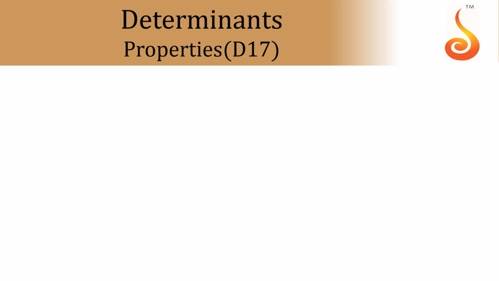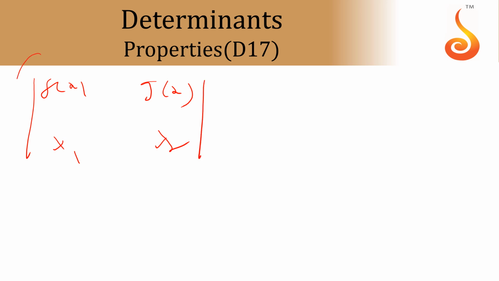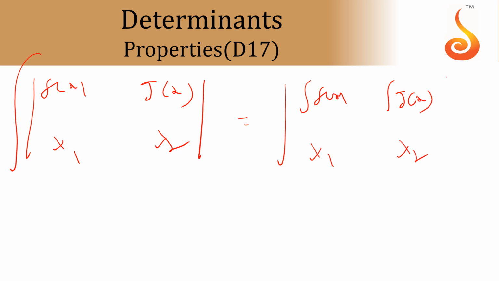Then D17 is integration. But with integration, there is a limitation that in the determinant, only one row should have functions. Other rows must be constants. Then you can simply integrate the functions in the determinant, and constants will remain constants. So if it is 3 by 3, only one row should have functions, the remaining two rows should have numbers. Then only you can do integration like this. Otherwise you have to expand the determinant and evaluate the integration.